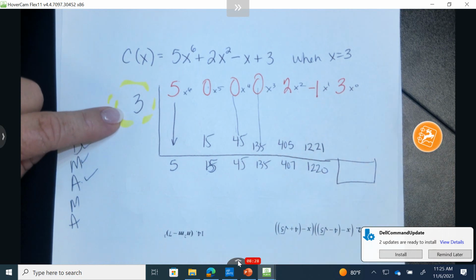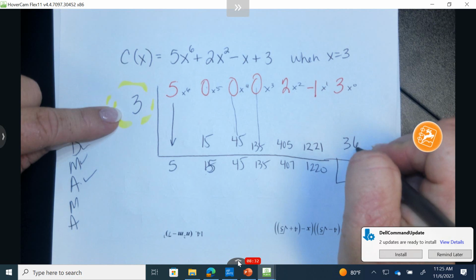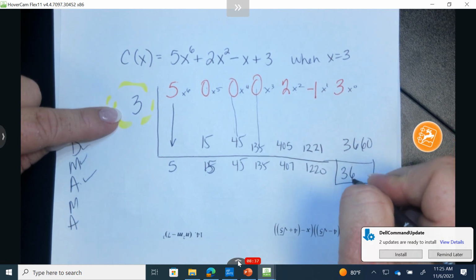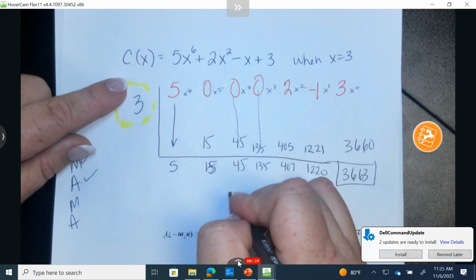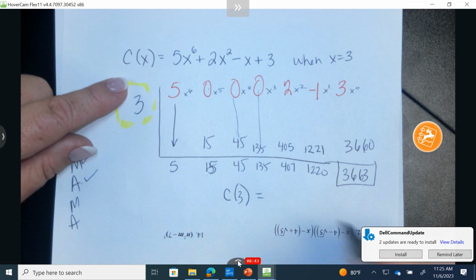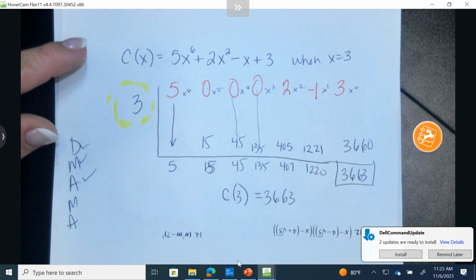I multiply to end up with 3,660, and I add down to get 3,663. The statement would be function C. When I input 3, I get an output of 3,663.